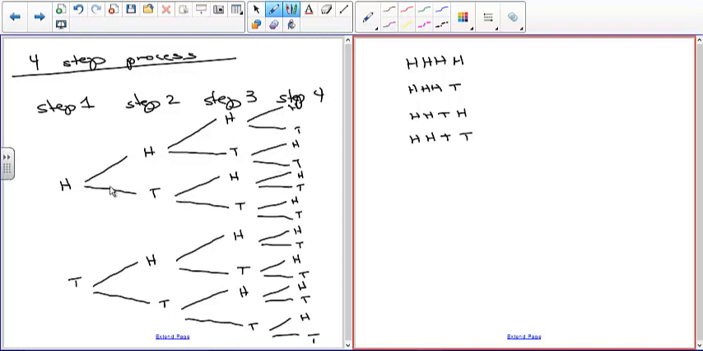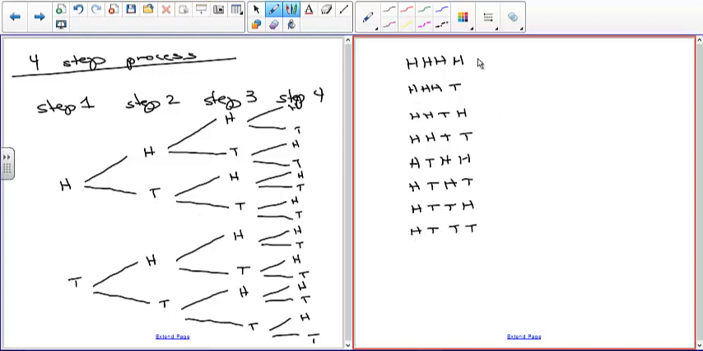Then we go down to the next one. So the next option would be where the second one is tails, heads, tails, and then you go heads, heads. And I'm just going to write the rest of these out. And at this point you'll see we have 8.